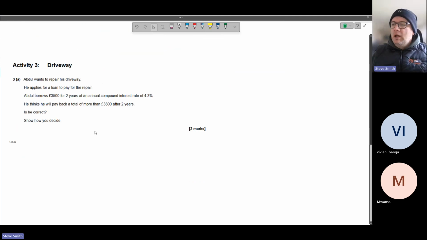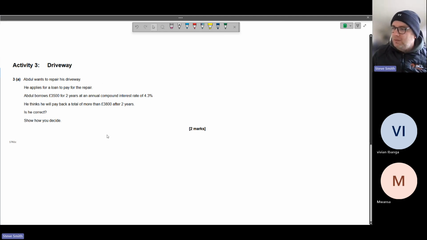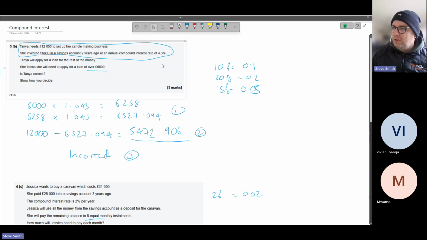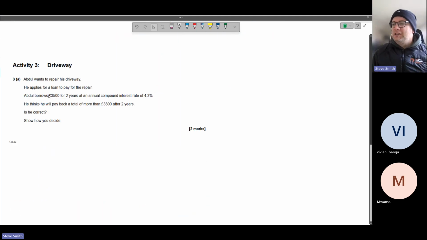Let's go to the driveway question. Abdul, and this is again the 4th oldest exam that's in circulation on the NCFE website. So 3 out of 4 goes to show it does occur quite a bit, and it's 2 marks. I would say the process for compound interest is the same every time. Look at this one, wasn't that the same interest rate as the first one? Yeah, so they haven't done a great deal of imagination here. They've still done the interest rate of 4.3, but they've changed the amount.